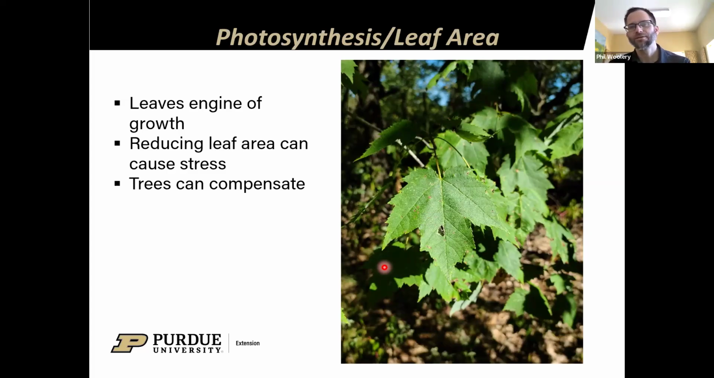Trees can compensate. I know in my master's research, I looked at some of the literature on that. They can compensate by increasing the photosynthetic rate in their remaining leaves and making up for those lost leaves up to a point. I think the saying is 50%: if they lose 50% of their leaves, you're starting to get into a stress area there. But trees can compensate.